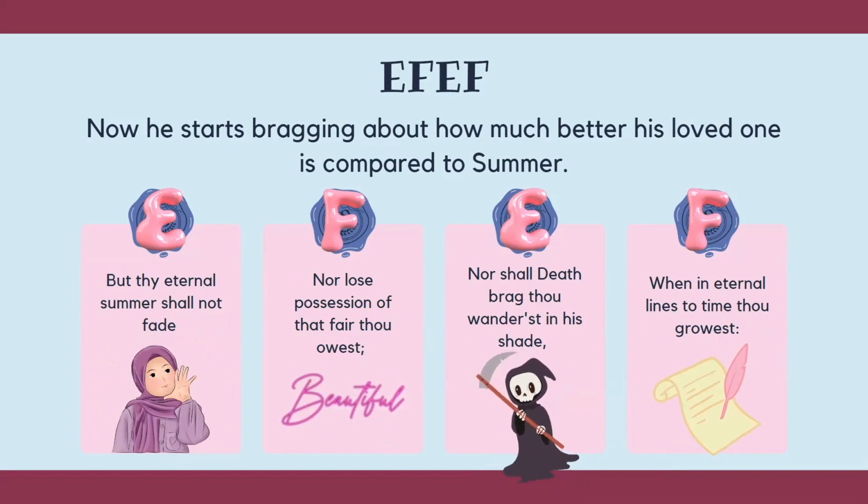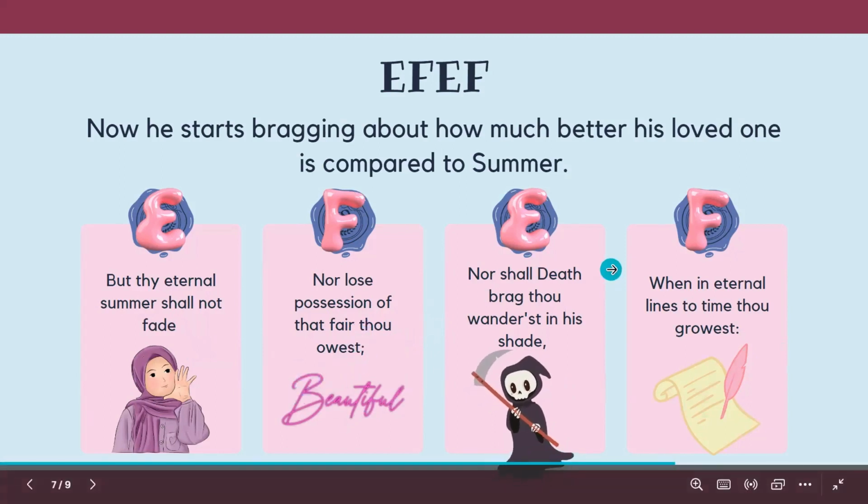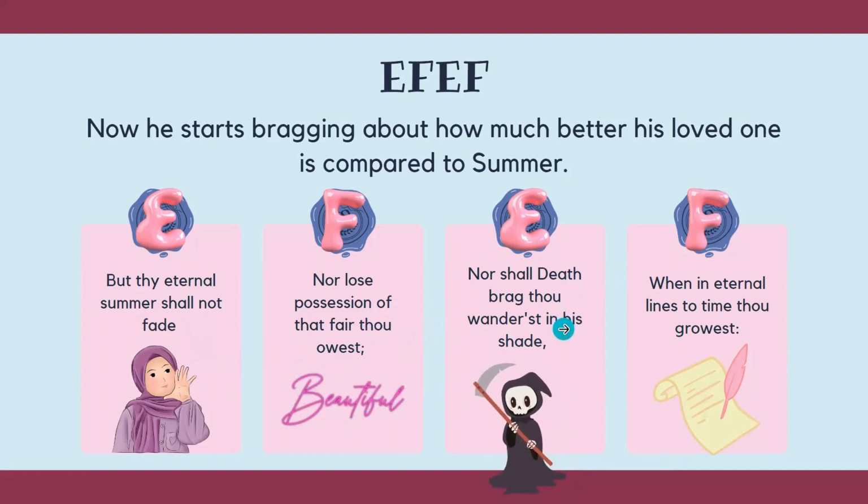He starts bragging about how much better his loved one is compared to summer. So EFEF, this turn: but thy eternal summer shall not fade. Your eternal summer shall not fade, nor lose possession of that fair, that beauty thou owest. Owest means owns. So you won't lose possession of that beauty you own. Nor shall death brag thou wanderest in his shade.